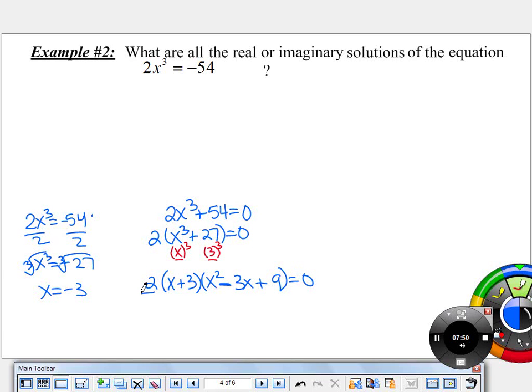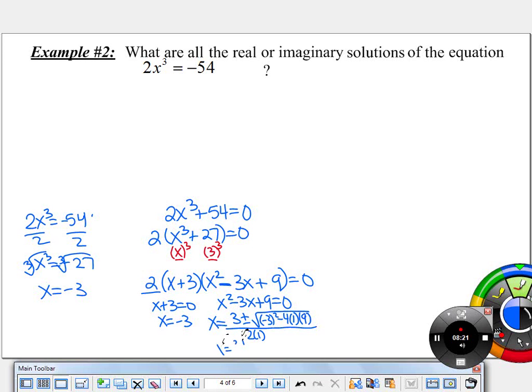So now 2 cannot be set equal to 0. It's equal to 2. But x plus 3 can be set equal to 0 and find that negative 3 is a solution. That's the same solution I found previously. But when I set x squared minus 3x plus 9 equal to 0, it's not factorable. And if I go to solve using the quadratic formula, I will see what my other possible solutions are.